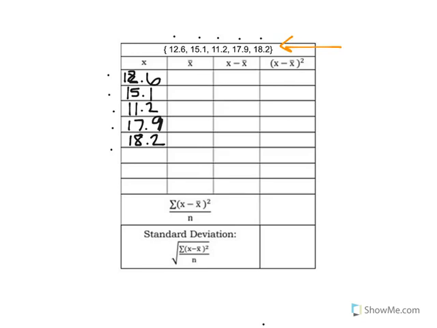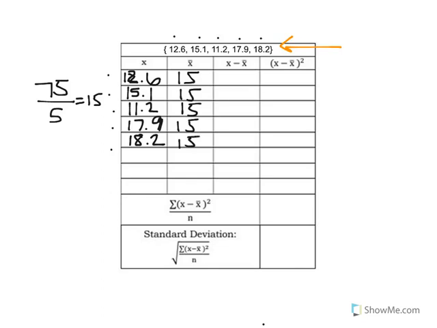Now we need to find the mean for these values. When we find the mean, we add up all those data values and divide by 5. When we add them all up, we get 75. I'm just going to do the side work over here. We had 5 numbers, so we divide by 5, and we get 15. That's going to be our mean, and you're going to rewrite it for each of these values here.